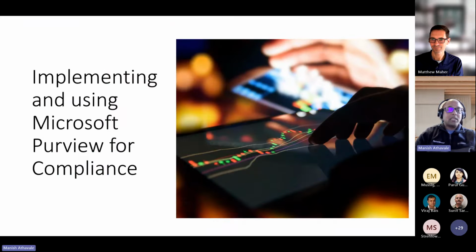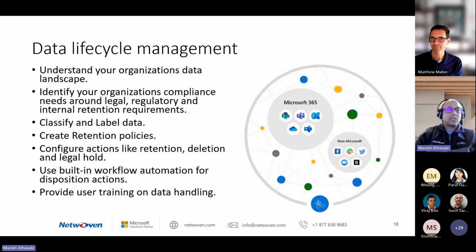Okay, so I'll just go over implementing and using Microsoft Purview for compliance. So these are some of the steps to implement each one of these tools. So we'll just quickly go through them. For data lifecycle management, here are the steps that you can take to ensure that your data is up to date, and your data is fresh, and it doesn't have a lot of data that is old and that could be used against you in the auditing.